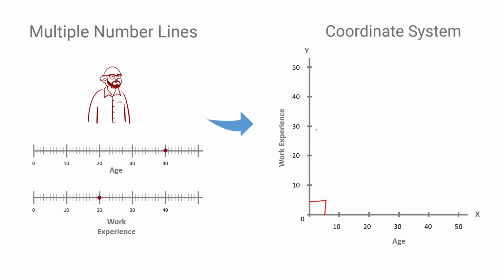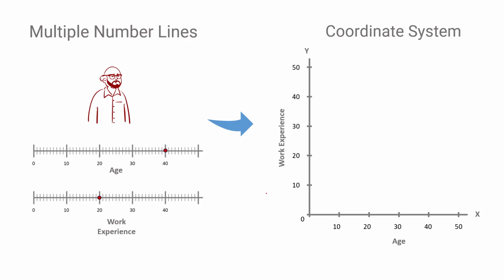Notice that I'm calling this vertical axis work experience and the horizontal axis age. And you can actually swap the two. It does not matter for this example. Do also notice that I'm calling this vertical axis with the capital Y label, and the horizontal axis with a capital X label, which is the normal convention used in coordinate systems.